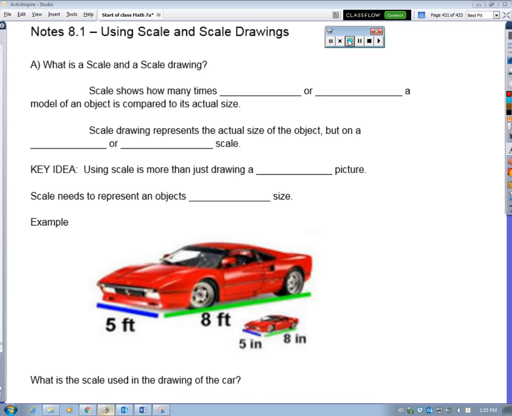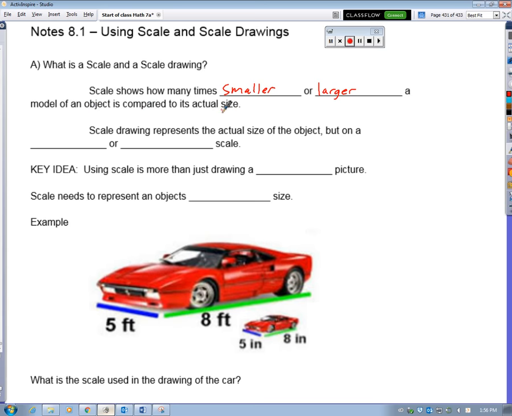Our first part of the geometry part of the book is using scale and scale drawing. So let's talk about what is a scale and what is a scale drawing. Okay, a scale shows how many times smaller or larger a model of an object is compared to its actual size.